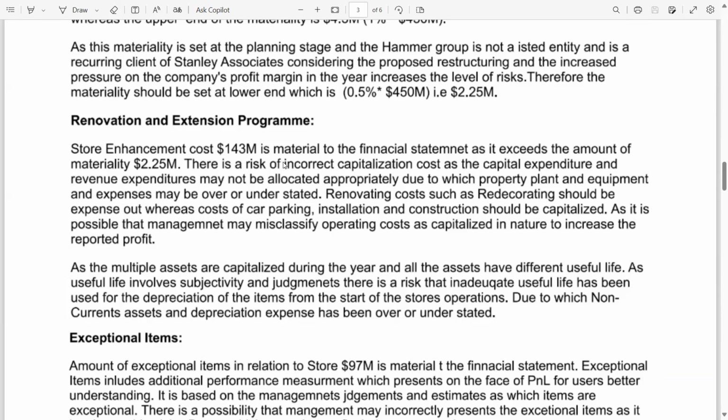Renovating costs such as redecorating should be expensed out, whereas the cost of car parking, installation, and construction should be capitalized, as it is possible that management may misclassify operating costs as capitalized in nature to increase the reported profit.